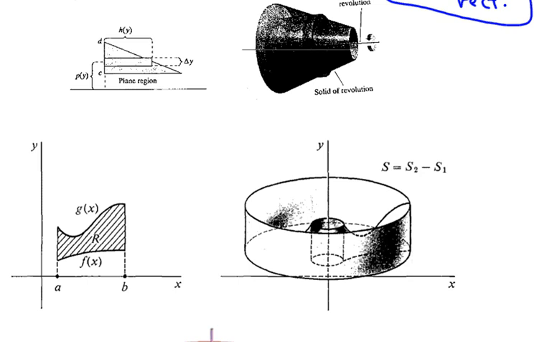So we have this region R here, and we revolve it around the y-axis. So this would be taking vertical cross sections, so like this. And then when you rotate that around, you'll get this cylinder here. Okay, so you can kind of see that there.